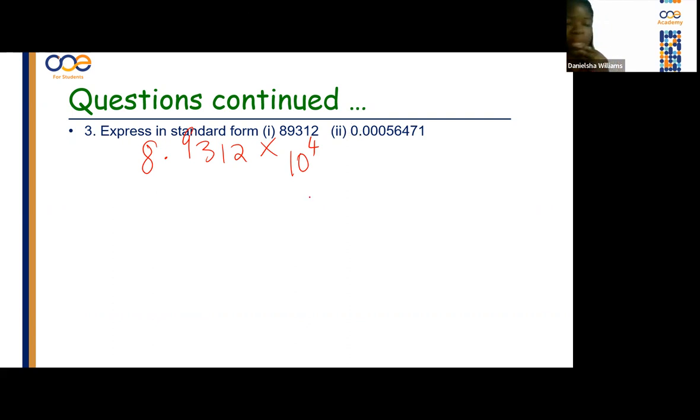All right, so yes, the answer is correct. So we have it in the form where it is less than 10 and greater than or equal to 1. We multiply it by 10. We counted how many positions it took, how many places of 10. So we have 1, 2, 3, 4, and that becomes our exponent. What about the second one?